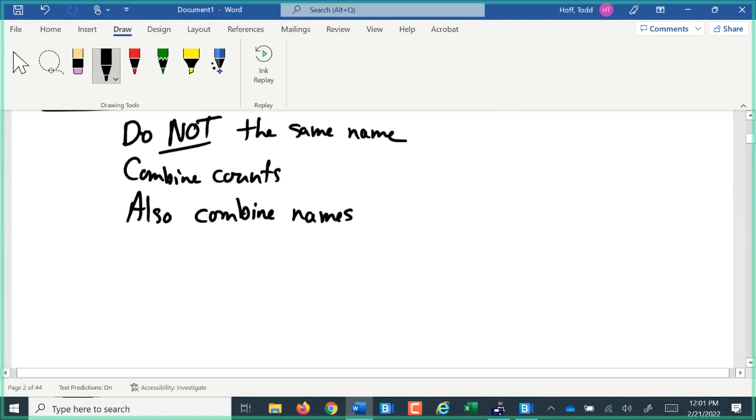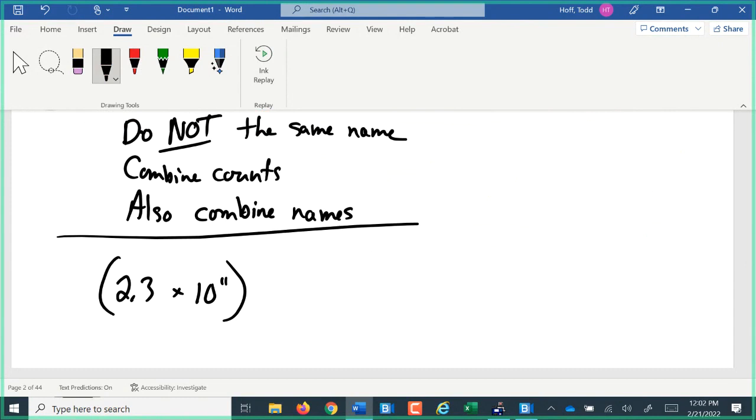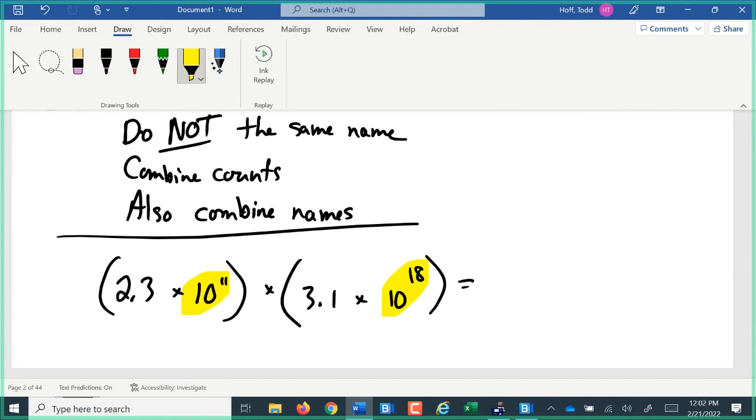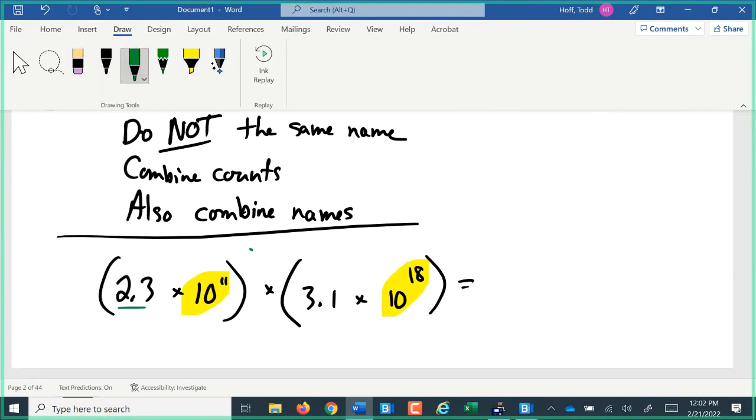What does that mean? Well, if we have something like 2.3 times 10 to the 11th, I can multiply that times 3.1 times 10 to the 18th. Notice these do not have the same power of 10, but it doesn't matter. When we multiply, we do not need the same name. So we're going to combine the counts. 2.3 times 3.1 is 7.13, I believe.